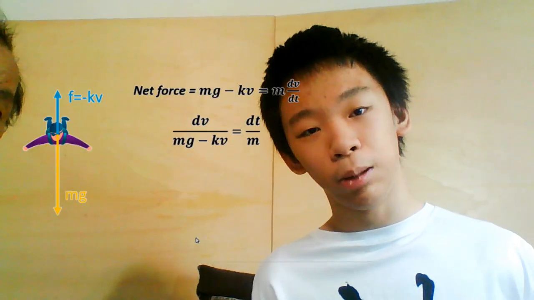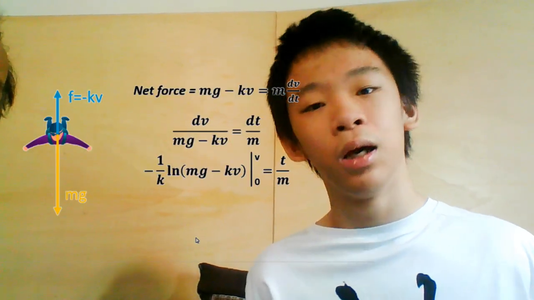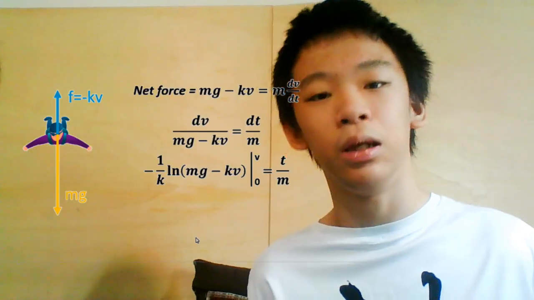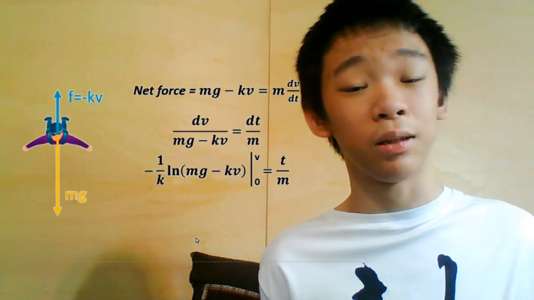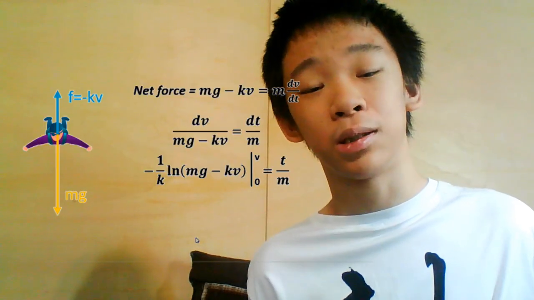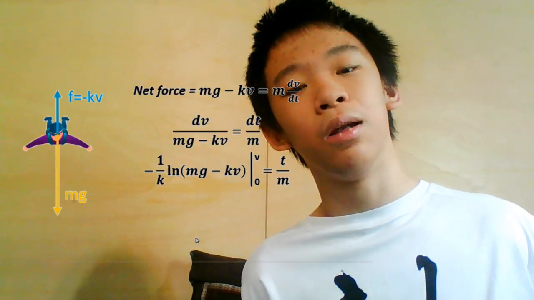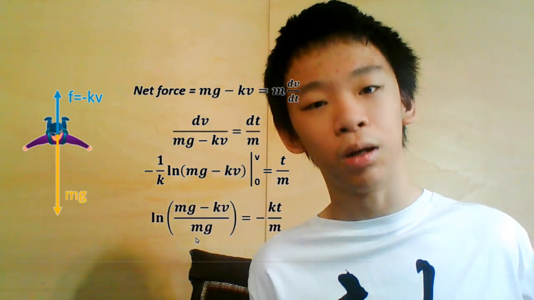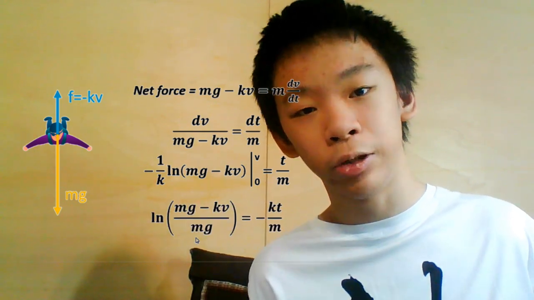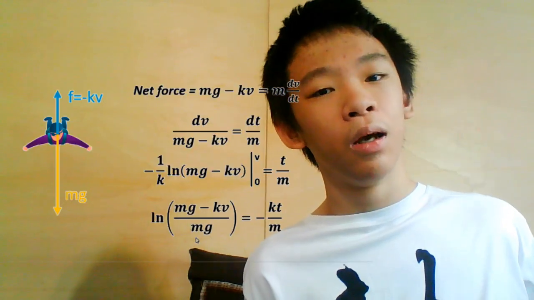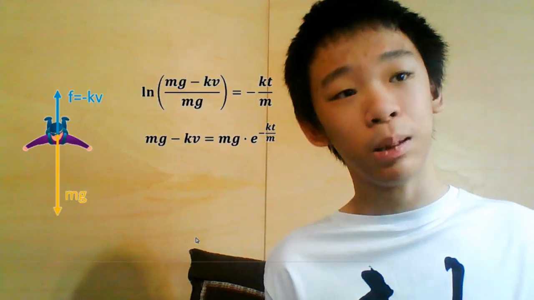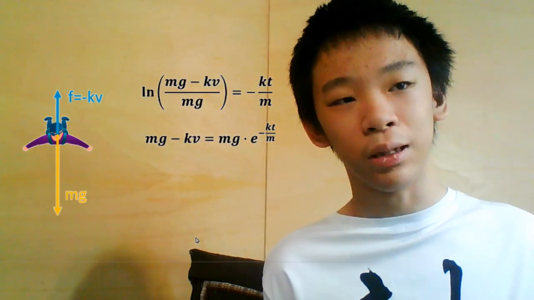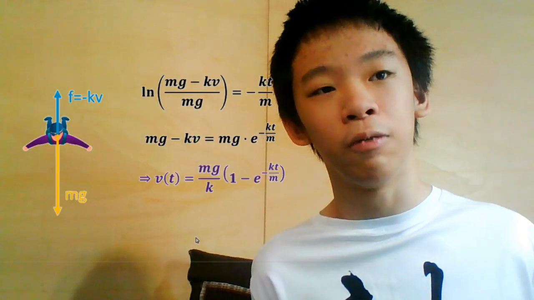So then we can integrate both sides, so we get negative 1 over k times natural log of mg minus kv equals t over m. Then we evaluate the left from the starting velocity to the final velocity. Remember that we set the starting velocity to be 0, and so we get negative 1 over k times natural log of mg minus kv over mg equals t over m. So then we can move the negative k to the other side, exponentiate both sides, and simplify, and we should get that v of t equals mg over k times 1 minus e to the negative kt over m.